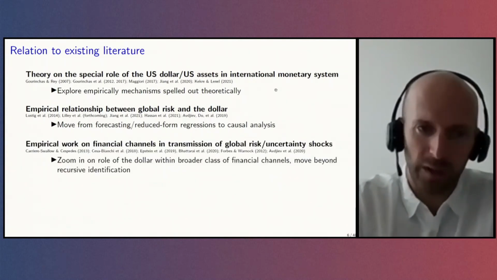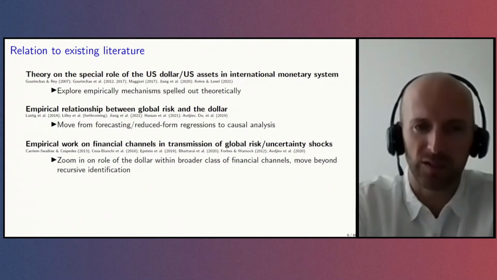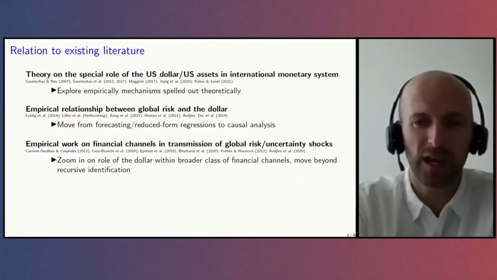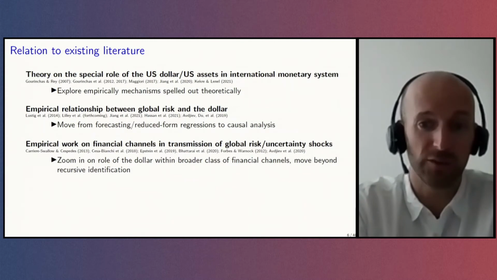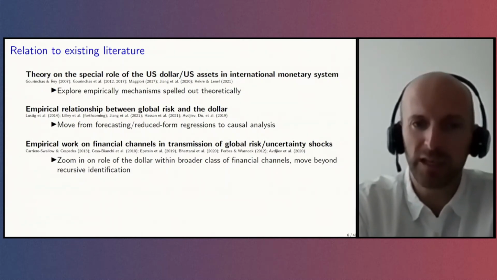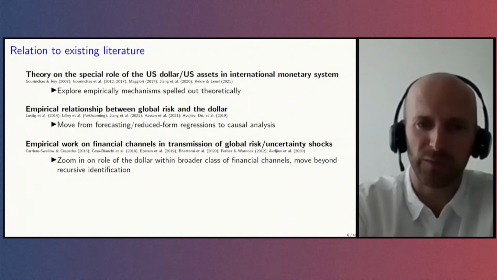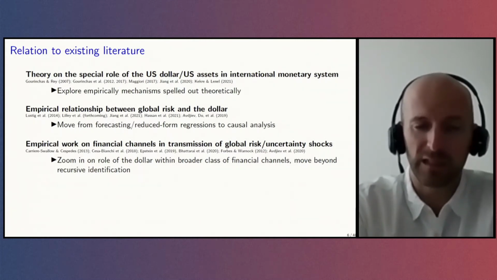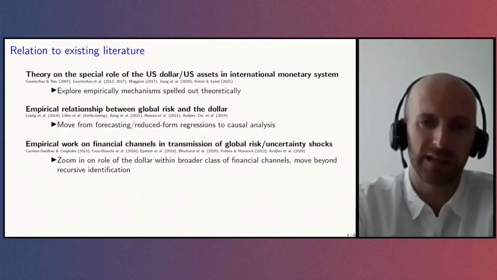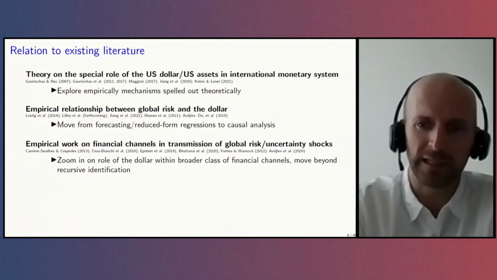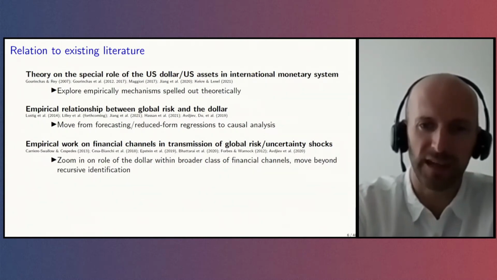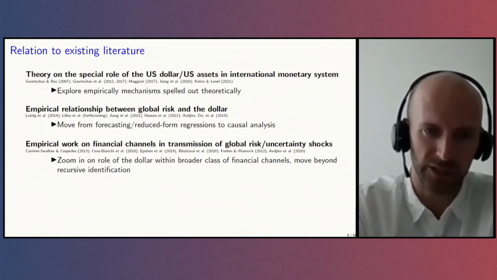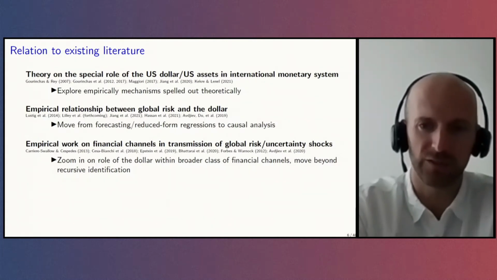Third strand of the literature, empirical as well. This strand of the literature is concerned with the role of financial channels in the transmission of global risk and/or uncertainty shocks in the world economy. What we do here relative to these existing papers is that we zoom in very explicitly on the role of the dollar exchange rate within a broader class of financial channels. And another thing that we do, which may sound a bit nerdy again, but which I think in the context of this literature is worthwhile to point out, is that we move beyond the industry standard of these papers, namely recursive identification, if there's identification at all, if it's not just a reduced form regression.